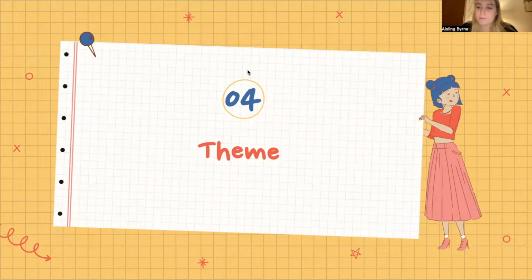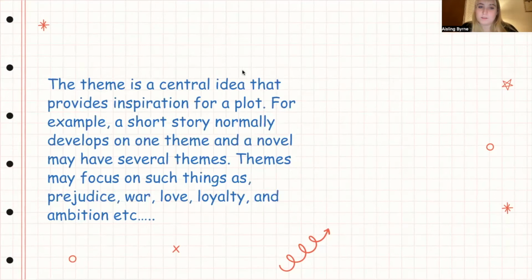And then we've got theme. Okay, so the theme is a central idea that provides inspiration for a plot. For example, a short story normally develops one central theme, whereas a novel could have many. It could have so many themes. Themes may focus on things such as prejudice, war, love, loyalty, ambition. There's far more, so there's an etc. there.